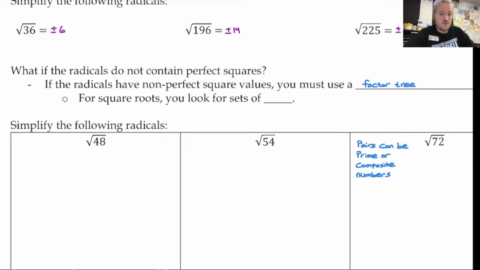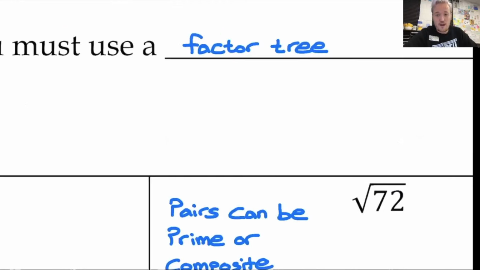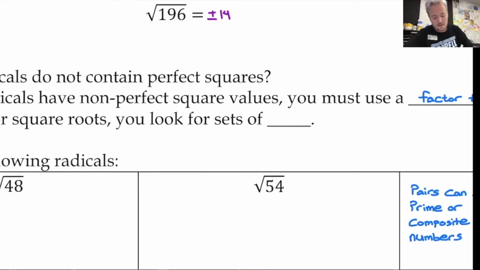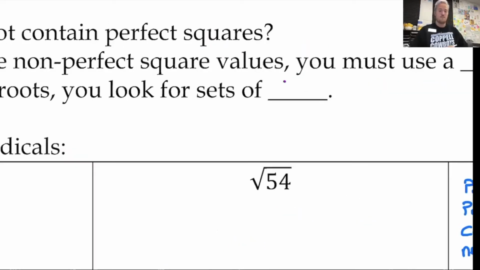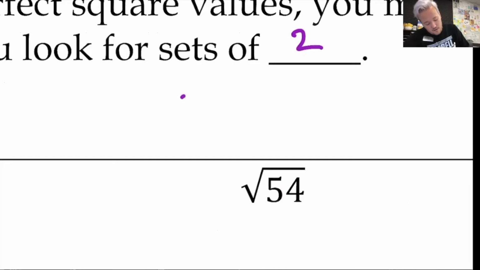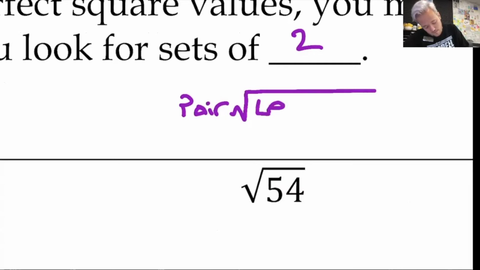What I'm going to do is a factor tree. I want to find all the factors of that specific value. And when I'm doing the factor tree, I want to look for sets of 2, so I'm looking for pairs. I want to write the paired numbers on the outside of the radical, and then inside the radical is going to be any values that are left over that did not pair off. All right.